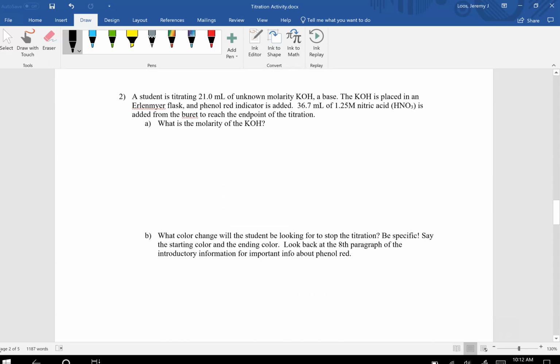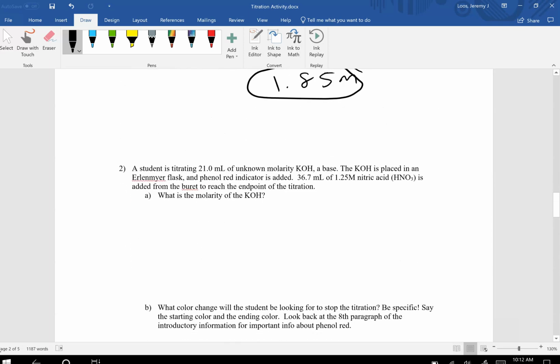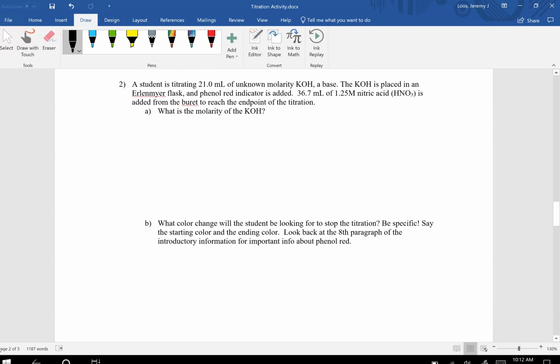Next one here, and by the way, feel free, if you didn't quite get that, go back, take another look. But let me just do one more example with you. A student is titrating 21 milliliters of unknown molarity KOH, a base. The KOH is placed in an Erlenmeyer flask, and a phenol red indicator is added. So we're using a different indicator. We're using phenol red instead of phenolphthalein. 13.6 milliliters of 1.25 nitric acid is added from the burette to reach the endpoint.